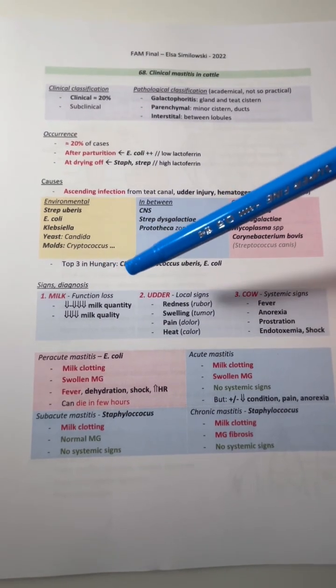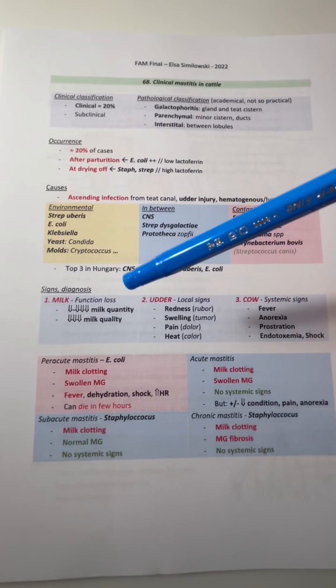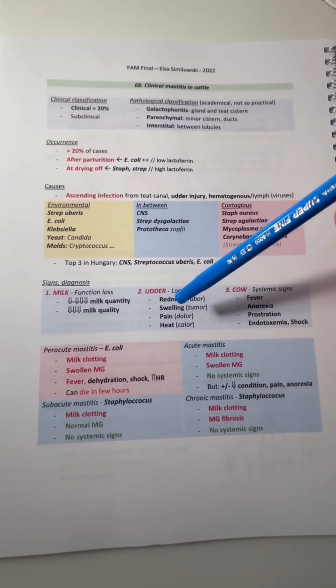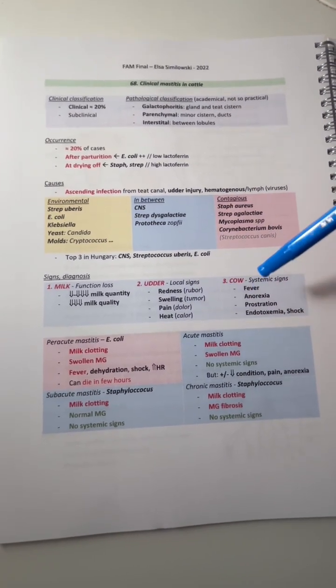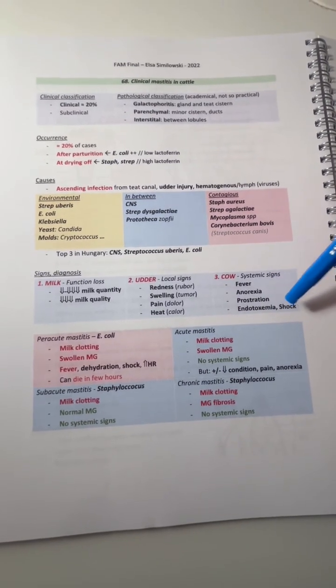So for the clinical signs and diagnosis, firstly with milk, there'll be a loss of function, so there'll be decreased milk quality and decreased milk quantity. And in the udder, there'll be local signs. There'll be redness, as well as swelling, pain, and heat. And in the cow, there will be systemic signs, such as fever, anorexia, and endotoxemia and shock.